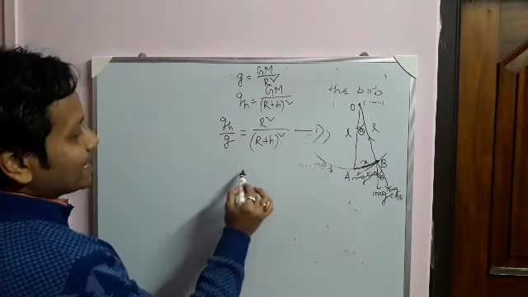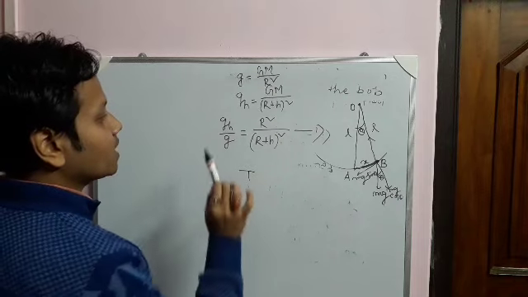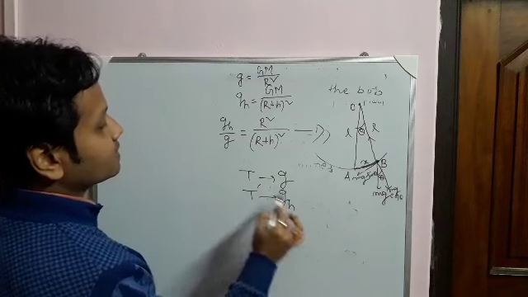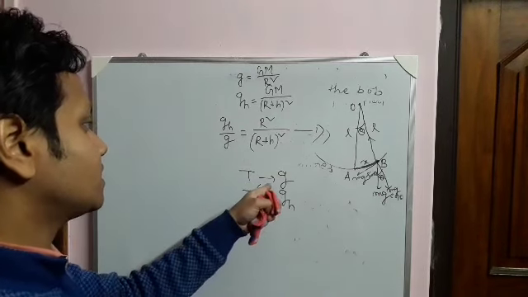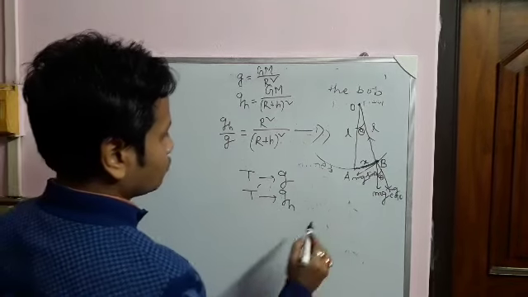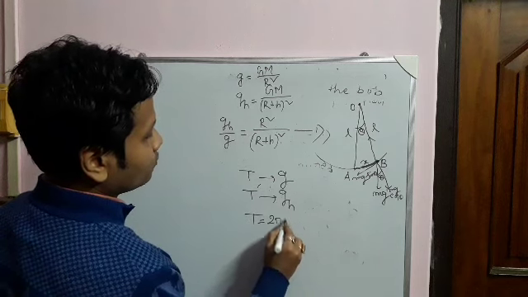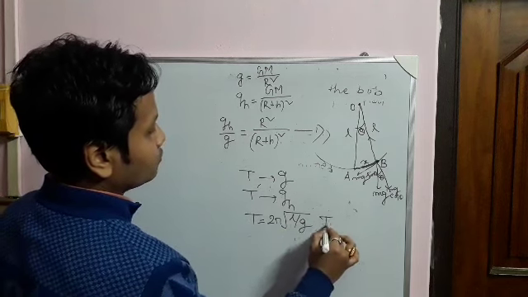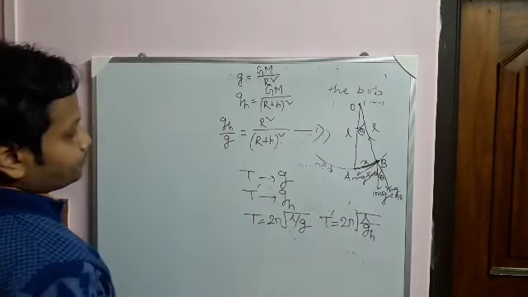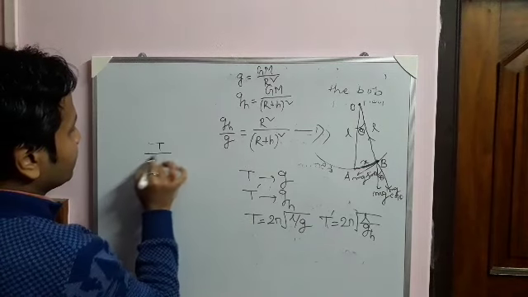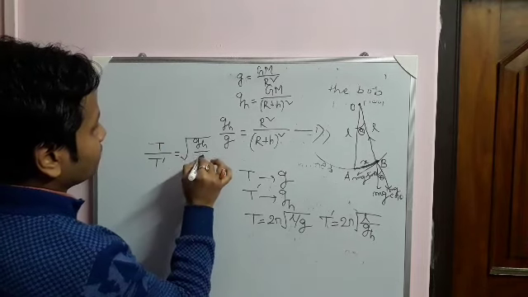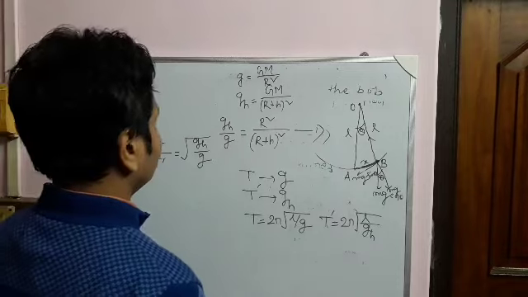Now if T and T dash are the time periods corresponding to the acceleration due to gravity g and g_h, that is, g is the acceleration due to gravity when the time period of oscillation is T, and g_h will be the acceleration due to gravity when the time period is T dash. So what will be my T? Using the pendulum formula we can write 2 pi root L by g, and what will be my T dash? 2 pi square root L by g_h. So what will be my T by T dash? My T by T dash will be the square root of g_h by g.